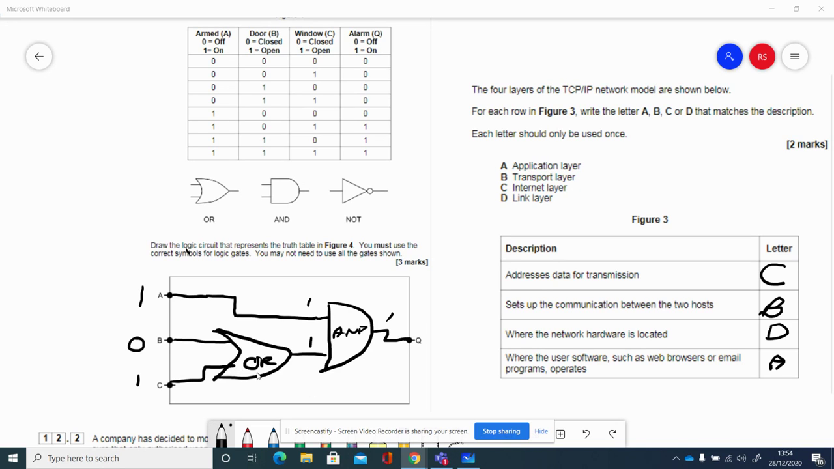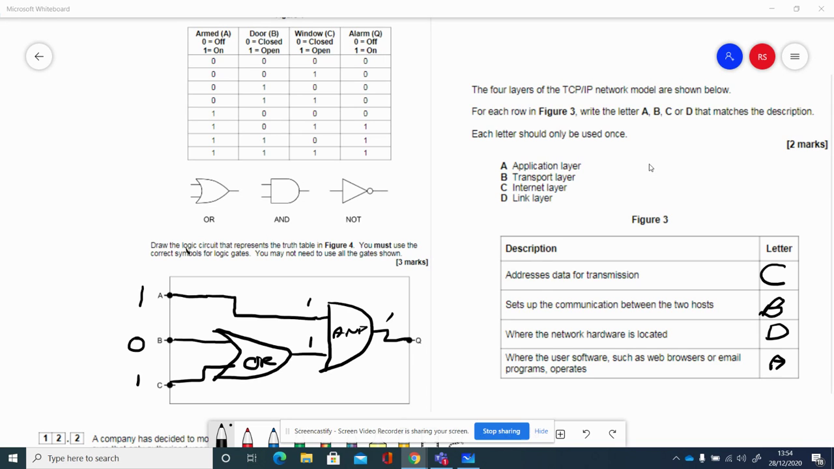You get 1 mark for placing an OR gate and having B and C as inputs. You get 1 mark for having an AND gate and having this output from the OR gate and A as an input. And you get a mark for connecting the AND bit to Q. So you mustn't forget to connect the bit to Q. Sometimes people forget that. They don't do that connection, and if you don't do that, you can risk losing a mark.